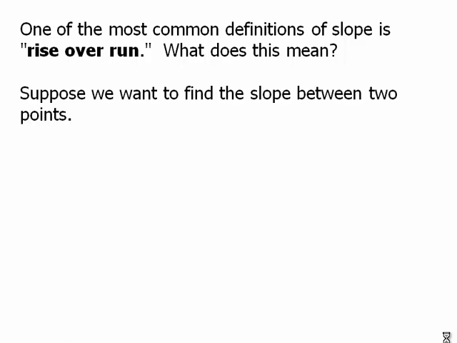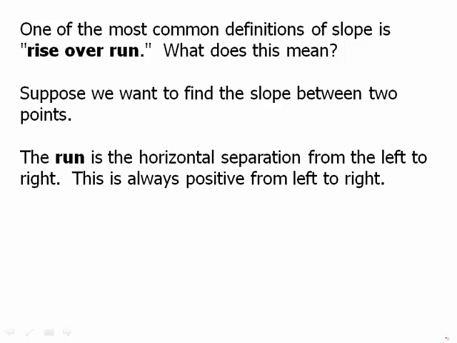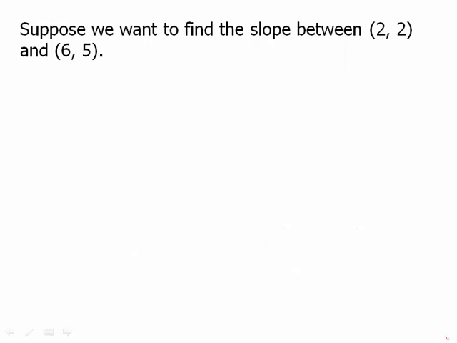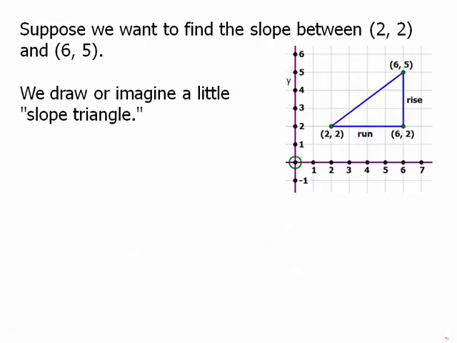What does this mean? Suppose we want to find the slope between 2 points. The run is the horizontal separation from the left to the right. This is always positive from left to right. The rise is the vertical separation between the 2 points as we go from left to right. If the point on the right is higher, then the rise is positive. If lower, it's negative.